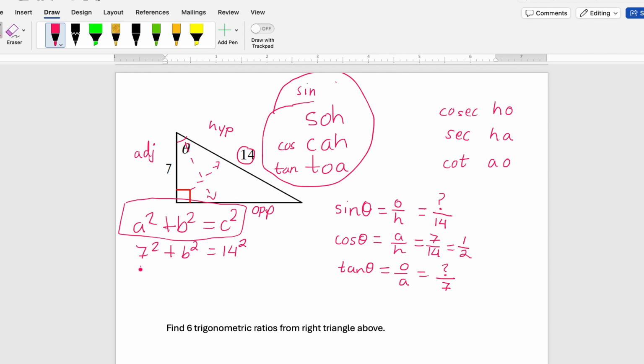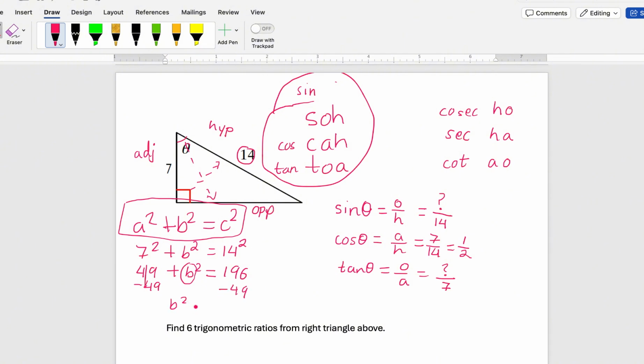Let's do the math here. 7 times 7 is 49, plus b squared equals 14 times 14, which is 196. Let's solve for b. So let's subtract, in the opposite order of operations, minus 49 from both sides.